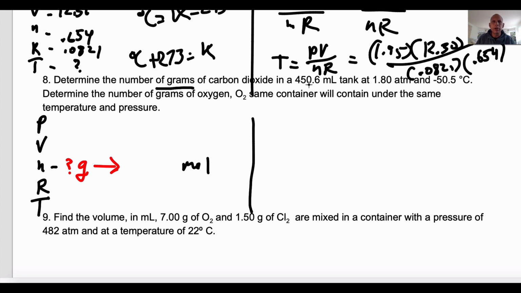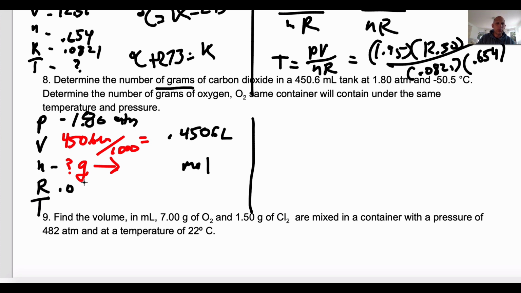In a 450.6 milliliter tank, so that's 450.6 milliliters divided by 1,000 equals 0.4506 liters, at 1.8 atmospheres. And we know that R is 0.0821.